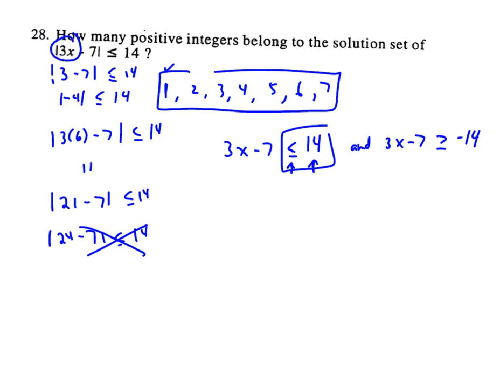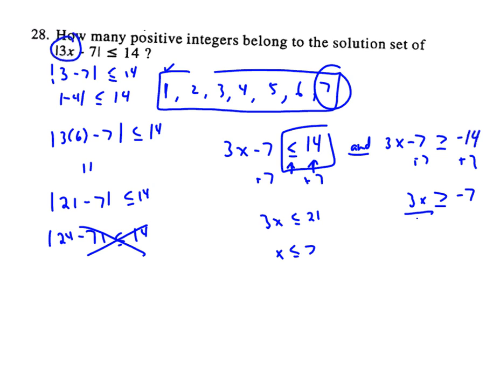We solve these two inequalities. We get 3x is less than or equal to 21, so x is less than or equal to 7, which we figured out here. Since this is an "and," we need both. Looking at the other one, if you add 7 on both sides, you get 3x is greater than or equal to negative 7. Divide through by 3, and you get x is greater than or equal to negative 7/3.